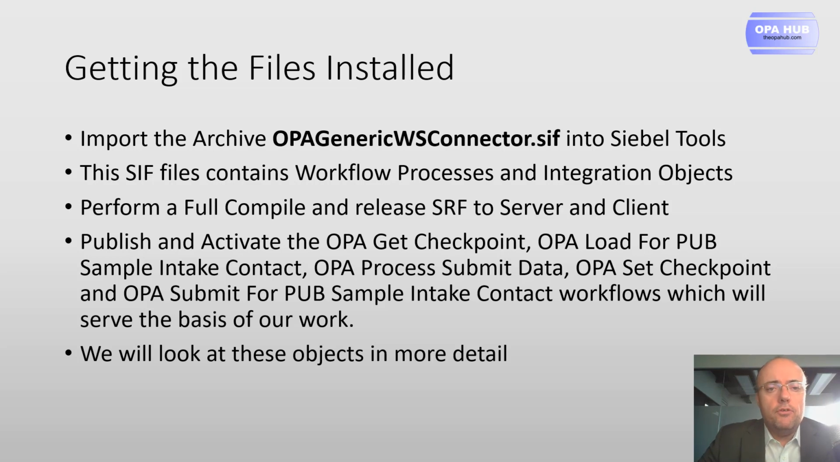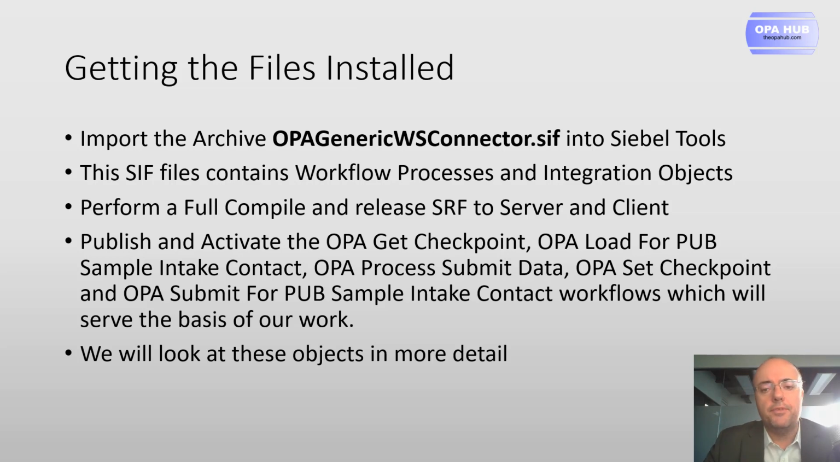So when you download that zip file, there's a whole bunch of files and folders in there. But there's one major CIF file which appears to contain everything you need, and its name is up on the screen right now. So you need to import that in. It does include integration objects and workflow processes, as well as, I think, if my memory serves me rightly, some other stuff as well. But right now, what you're interested in is the workflow processes and integration objects.